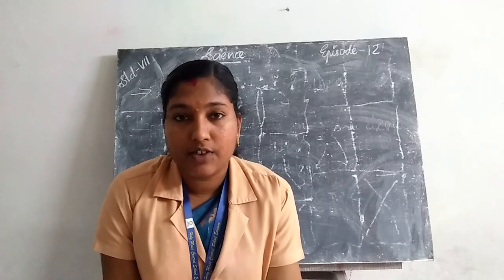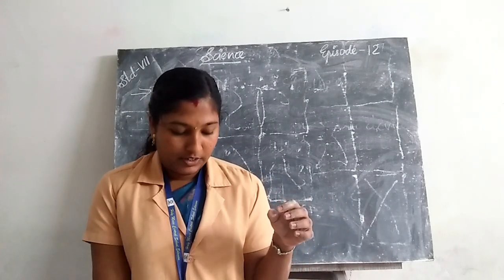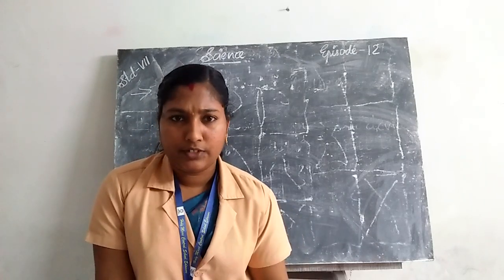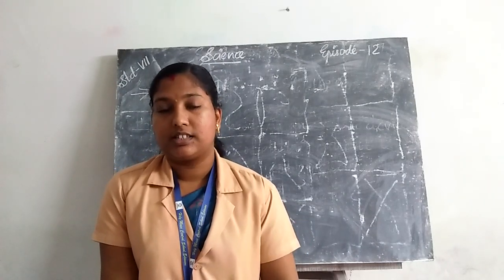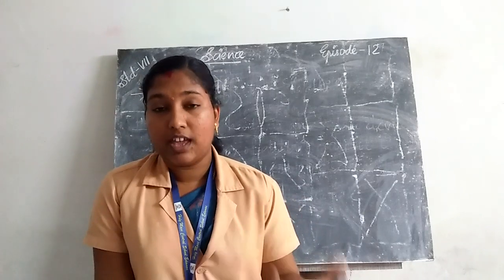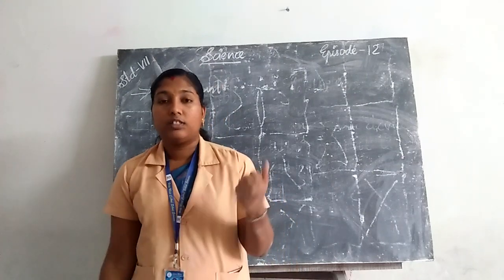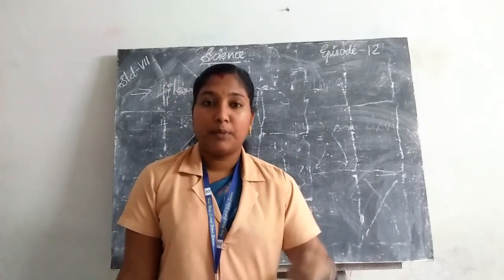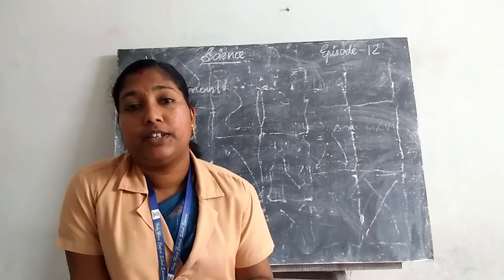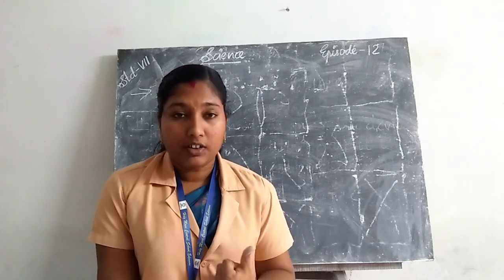depends on its material, the length of the material and the thickness of the material. What all things depend on the resistance or the heat produced? The amount of heat produced in a wire depends on its material, length and thickness.